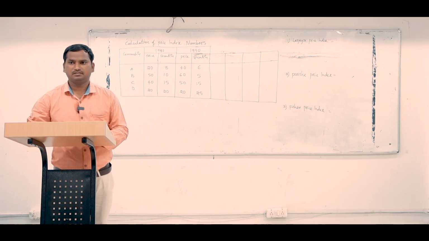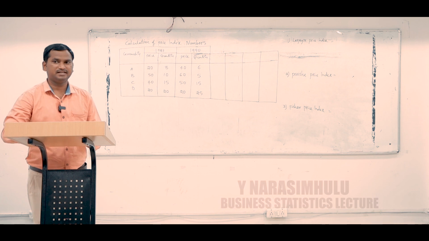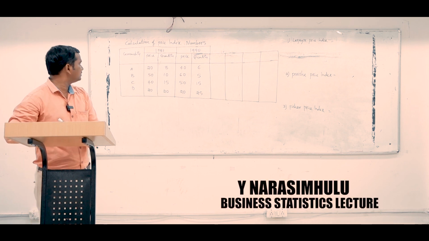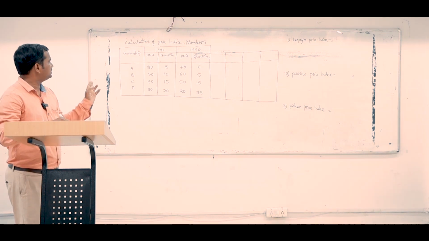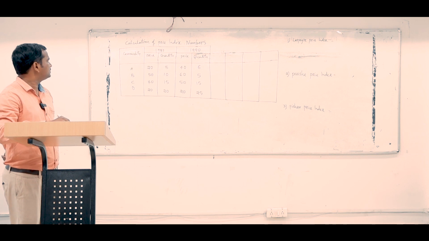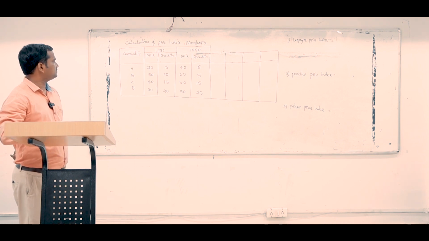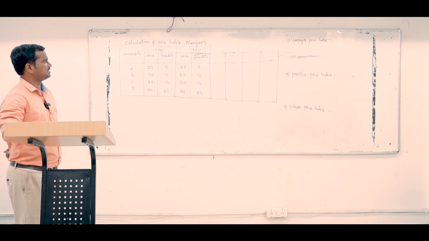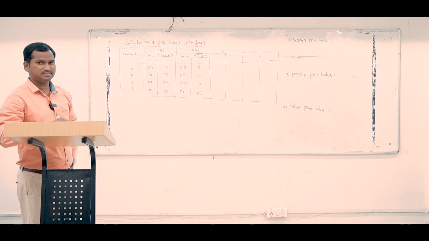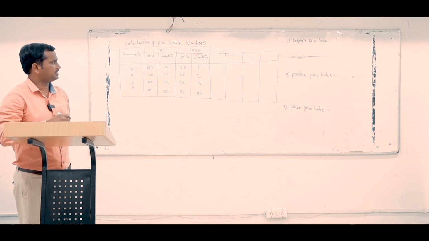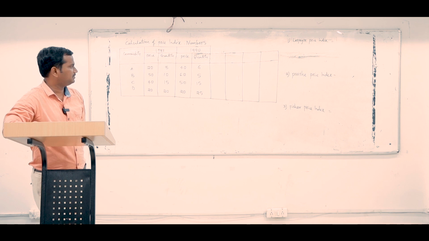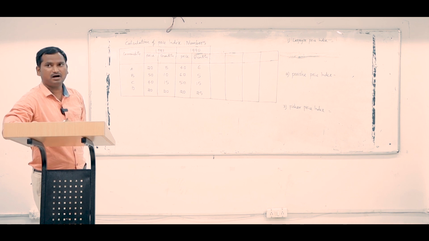Good morning, students. Now we will discuss another important topic in business statistics, that is index numbers. In index numbers, price index numbers are very important. Price index numbers can be calculated with the help of various methods. Here we discuss three methods: the Laspeyres price index, the Paasche price index, and the Fisher price index. Under those three methods, we will now discuss how the price index is calculated.